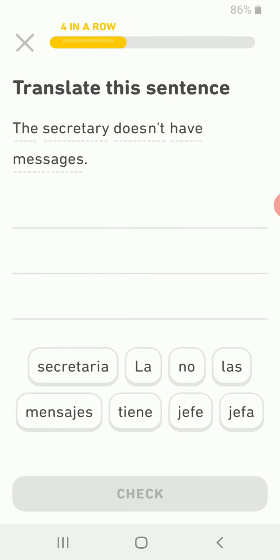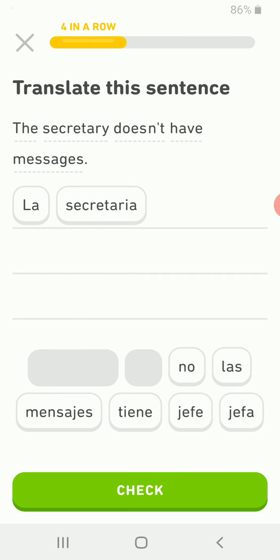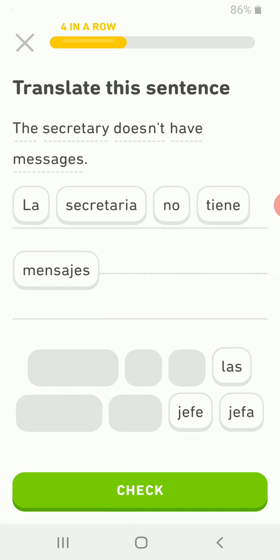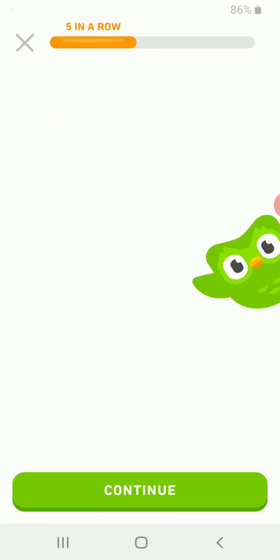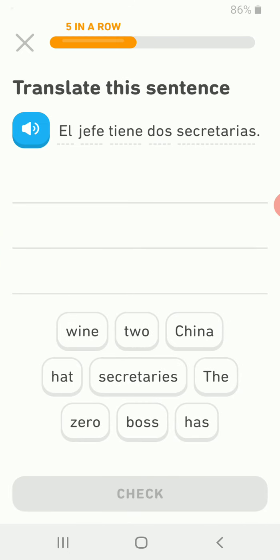The secretary doesn't have messages. The secretary, la secretaria. So this is a definite article, the. Since secretary is feminine, we use the definite article la in Spanish. La secretaria no tiene mensajes. This is how you say messages. And let's continue. El jefe tiene dos secretarias.